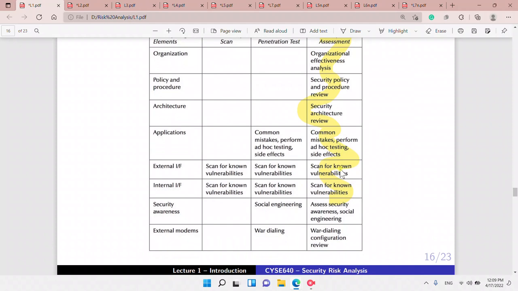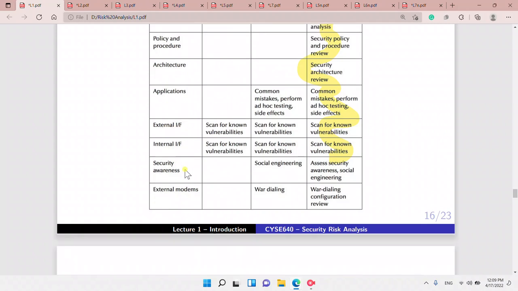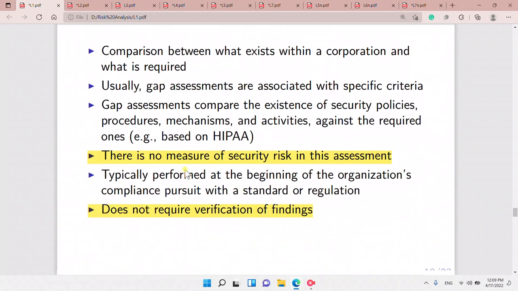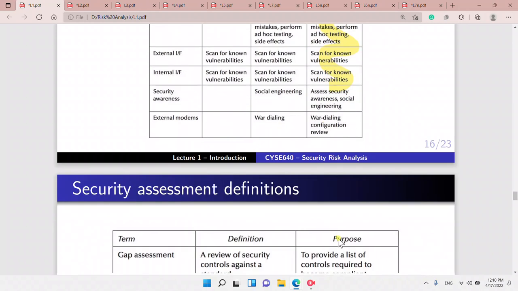So the security risk assessment is the same for external and internal functions. All of them are the same. They scan for known vulnerabilities and security awareness. In penetration testing we have social engineering, but in the security risk assessment we also assess security awareness. And for external modems we have war dialing for the penetration test, but here we also have configuration review.